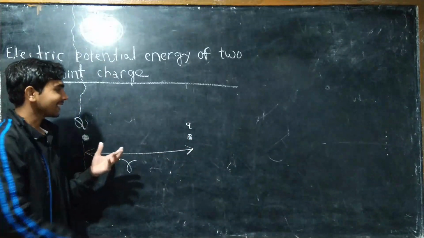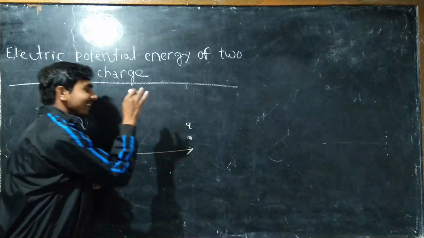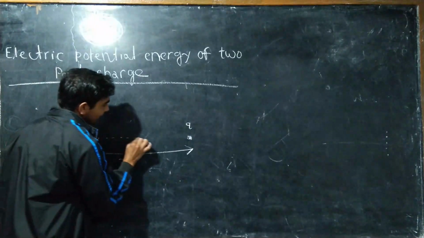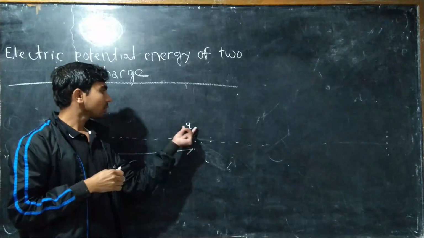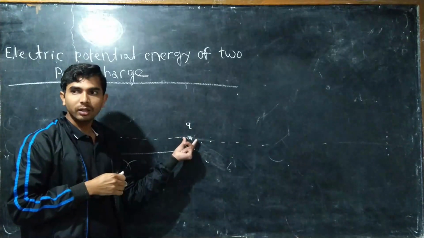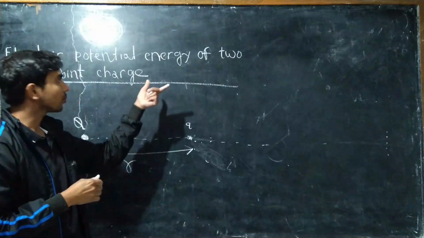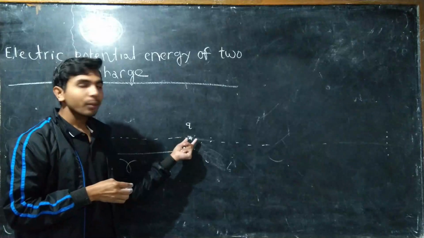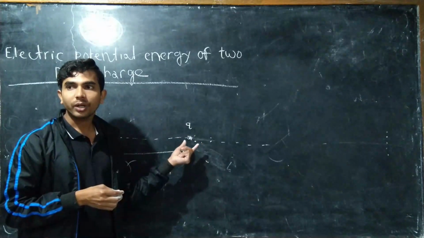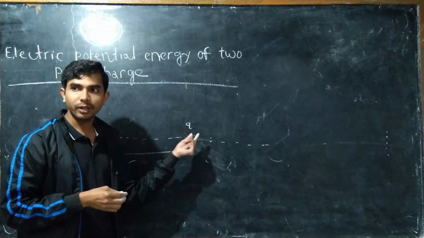Two-point charge system. Electric potential energy of two point charges. I'm going to define the electric potential energy of this point charge at this point, and that will be the potential energy of the two-point charge system. So first I have to calculate the work done. How much work is required to bring this charge here?